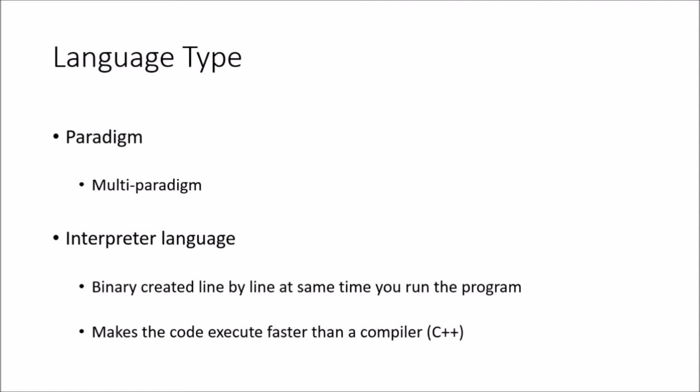Perl is also an interpreted language, meaning binary is created line by line at the same time you run the code or run the program. It makes the code execute faster than a compiled language. An example would be C++.